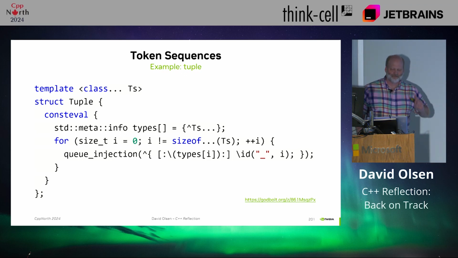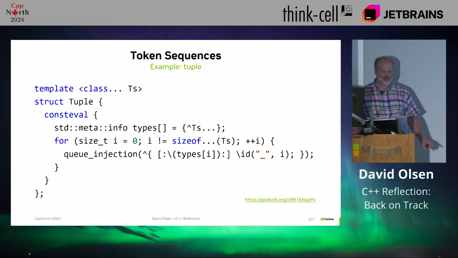So tuple is a very useful class, but it is annoyingly hard to implement, as Bryce well knows. In particular, it is really hard to define the data members of a tuple because there is no good way in C++ to turn a list of types into a sequence of declarations. Existing tuple implementations rely on recursive template base classes to do that. But with token sequences, defining the data members of a tuple is almost trivial.